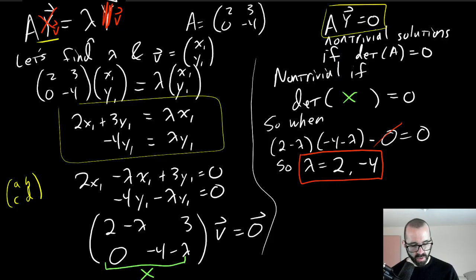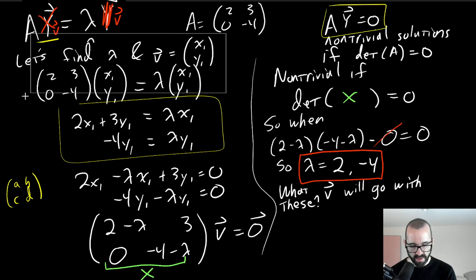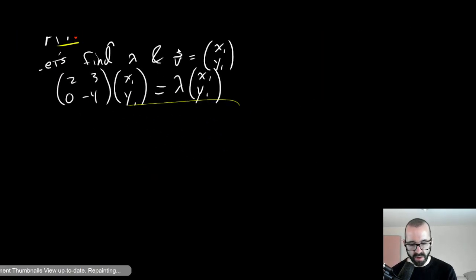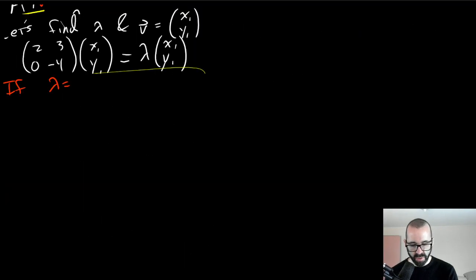Okay, so we're kind of running out of space here. But we want to know what vectors will go with these lambda. So we'll plug it in. We'll go back to this, right? This is what our mission is right now. So if lambda equals, let's pick one. Let's pick one to start. If lambda equals 2, we'll do something. And if lambda equals -4, we'll do something else.